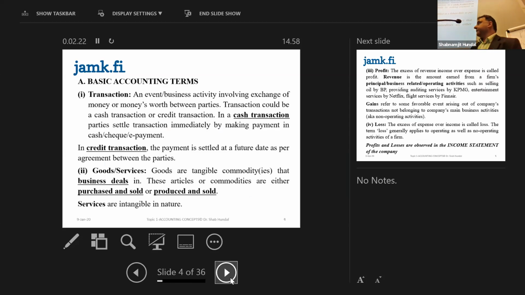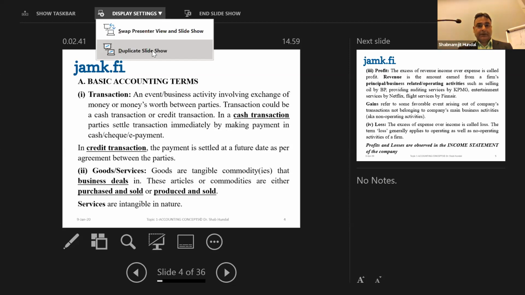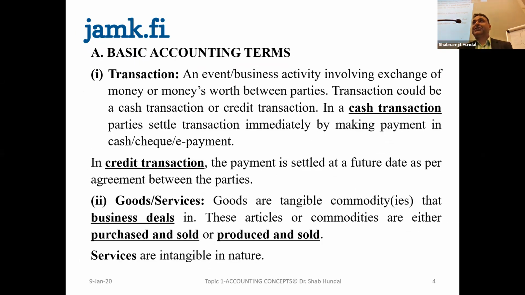And then some of the basic phrases I want to discuss with you. Transaction. What do you mean by a transaction? If you read the definition, it says an event or business activity involving the exchange of money or money's worth between parties.